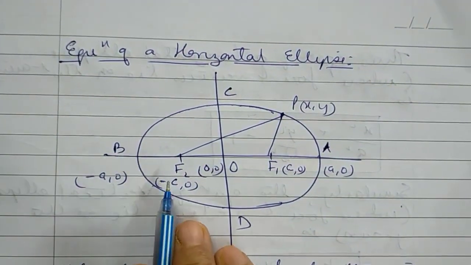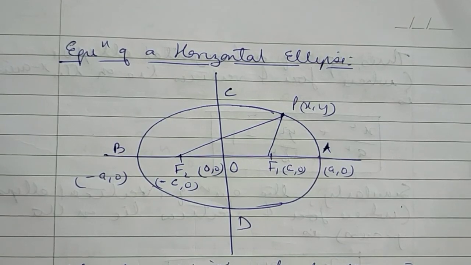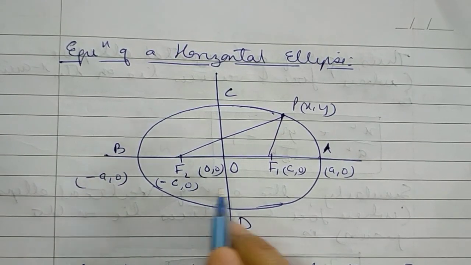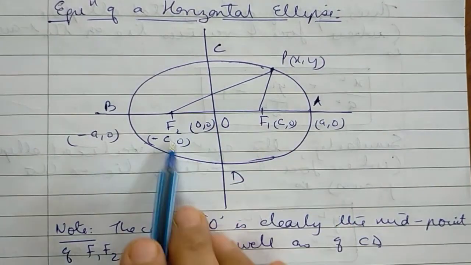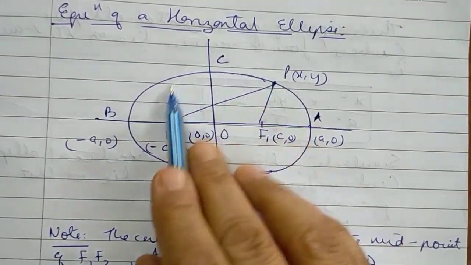Now let's take up the equation of the horizontal ellipse. And then, using that equation, we will just extend it to the equation of the vertical ellipse. So consider a horizontal ellipse and consider any arbitrary point P(x, y) on the ellipse.